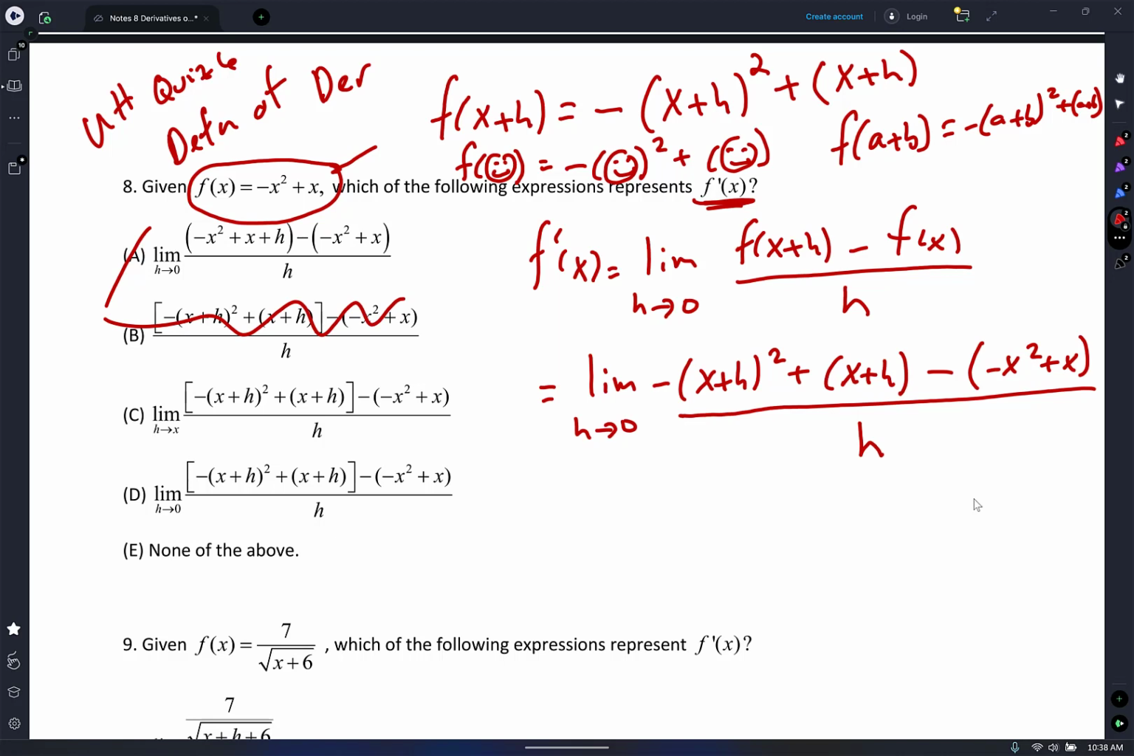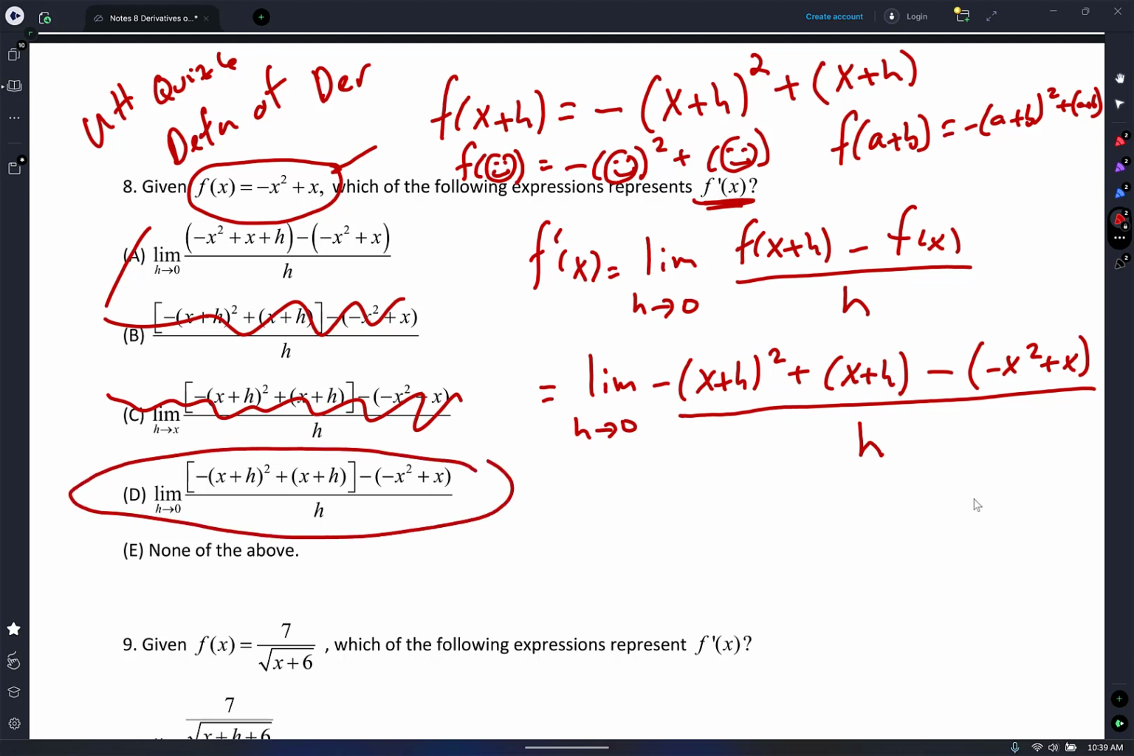What about letter C? Maybe they trick you in letter C. Is it letter C? No. Why is it not letter C? It's approaching x. It needs to approach what? Yeah. If you see an h, it needs to approach 0. So letter C's out. So what's the answer? D. They tricked you guys with letter B and C. That's crazy.